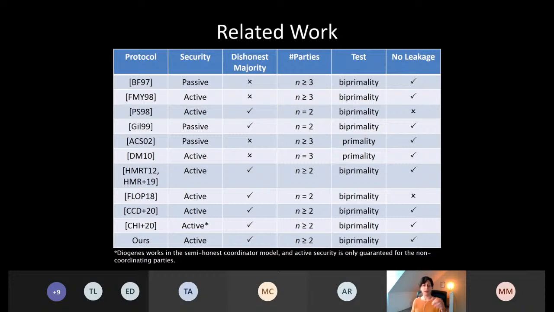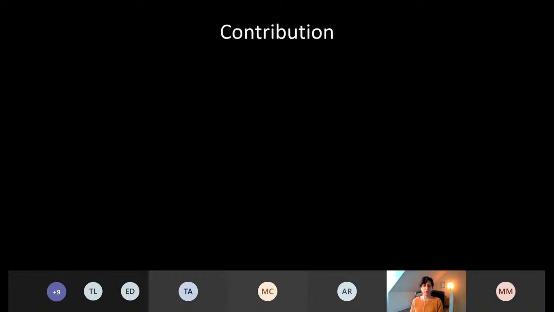That's why our comparison focuses on the other work, which is in exactly the same security model as ours. So let's see what we bring to the table.